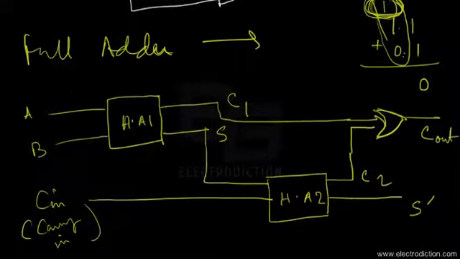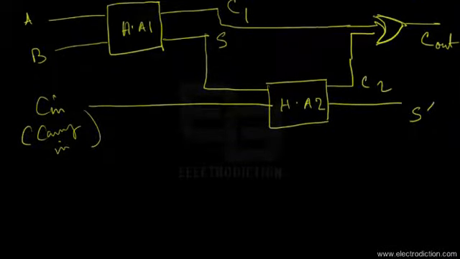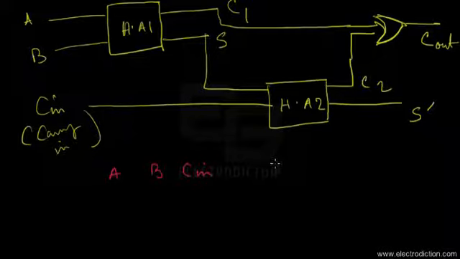In this case, if we try to draw our truth table, it would look something like this. Let's put the data over here: A, B, and the Cin, that's the carry in, and at the output stage we have our carry out and our sum, that's S dash.